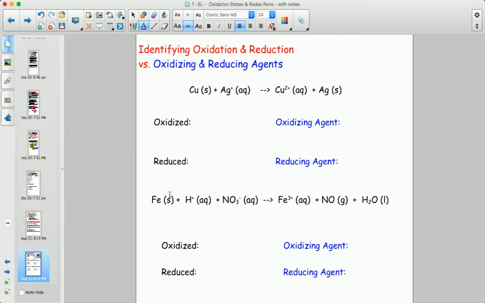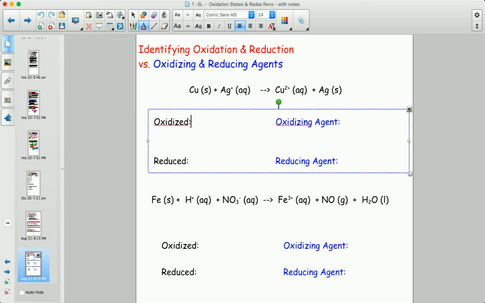While I've got you here, the last thing I want to cover is something called oxidizing and reducing agents. So we've already talked about what gets oxidized and what gets reduced. In this first equation, we talked about how copper got oxidized and Ag+ got reduced. That was because the oxidation state went up, and that was because this oxidation state went down.